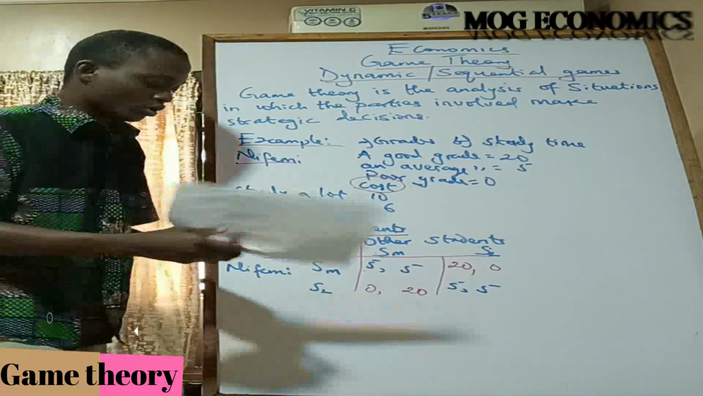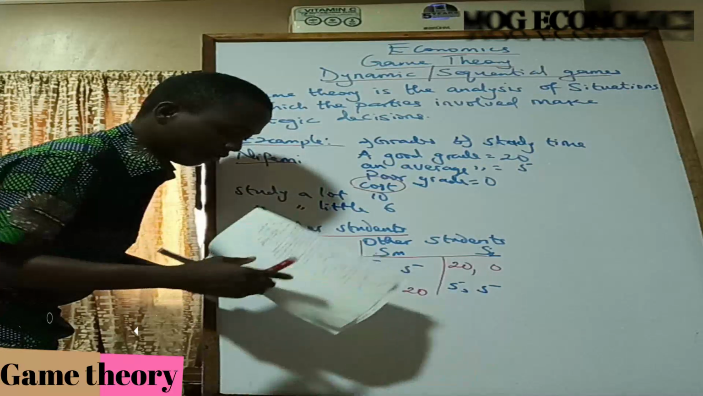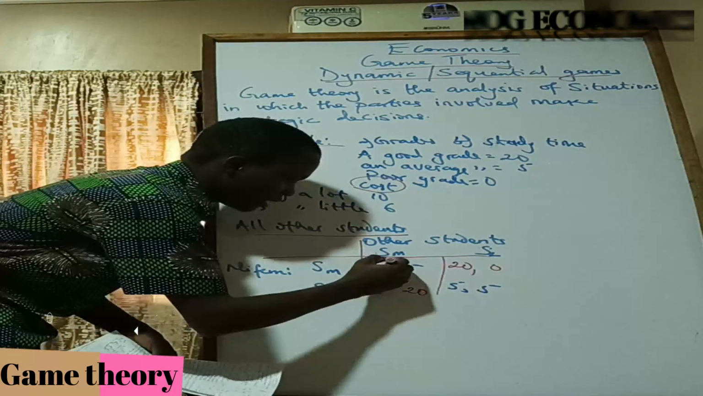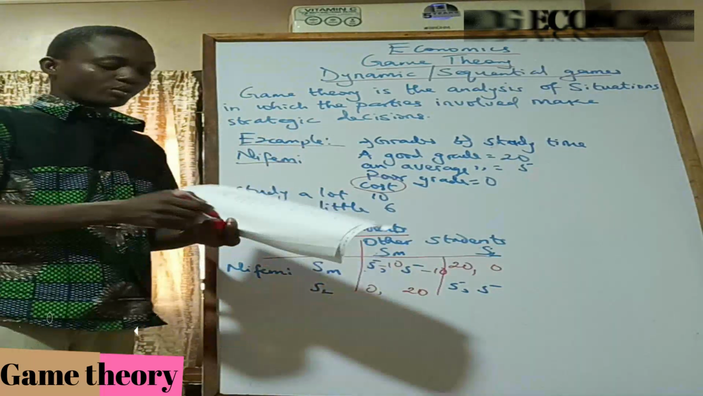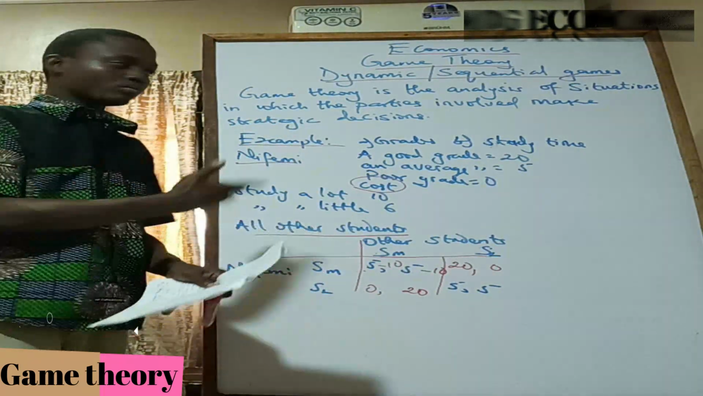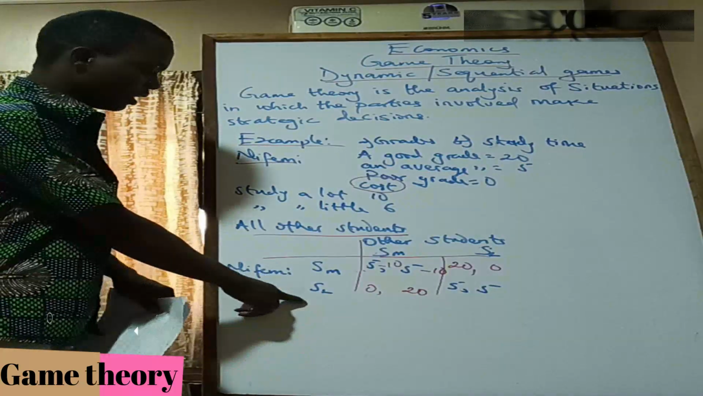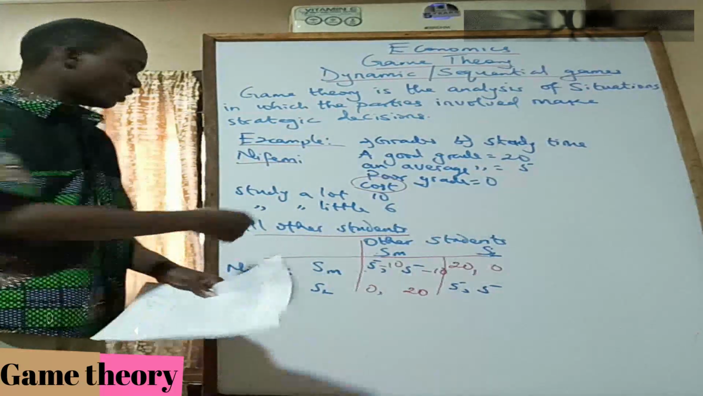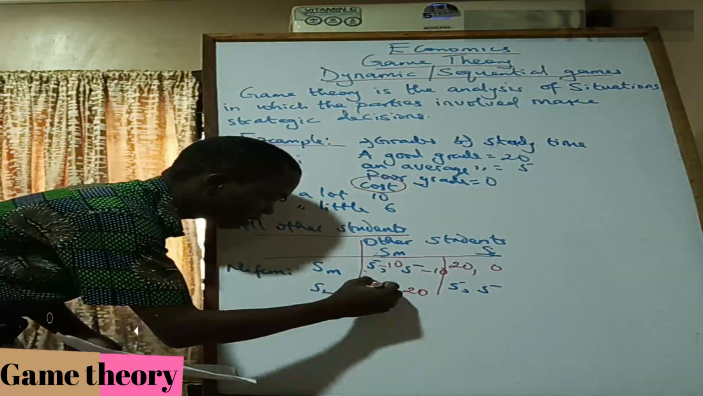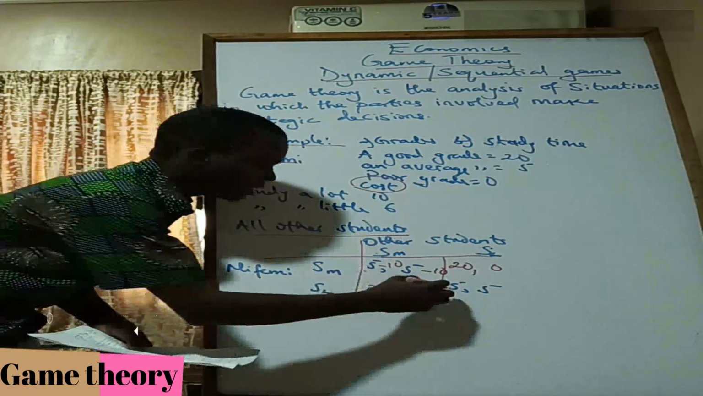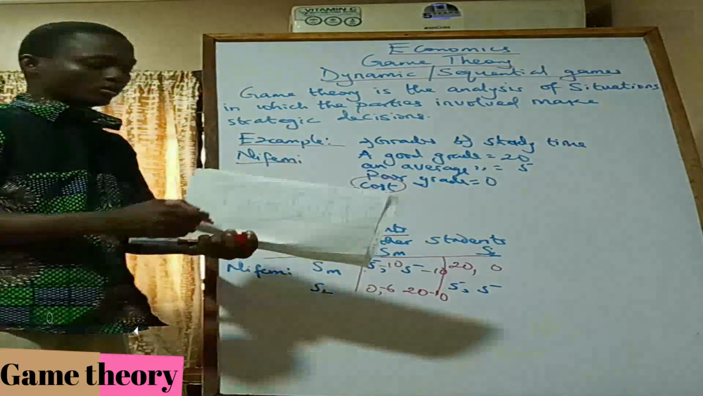5 minus 10, 5 minus 10. All right, because we need to do the nets of the cost. Now, this part, Nifemi is studying a little, others are studying a lot. So what's the cost of studying a little? It is 6, so this is minus 6, minus 6. Then these ones are studying a lot, so minus 10. They've got a cost of 10 to bear.